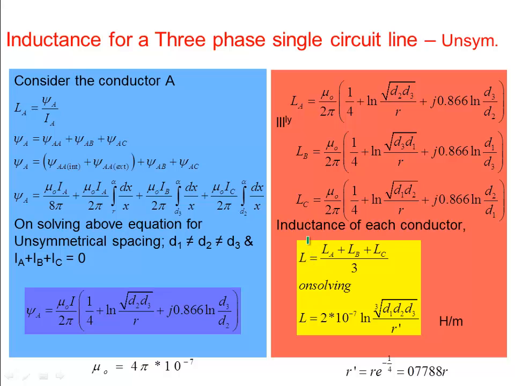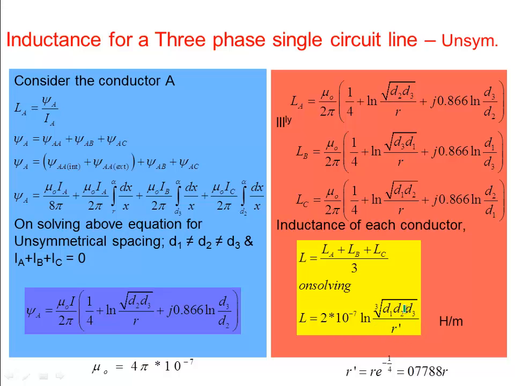The net inductance of each conductor LA equals LA1 plus LA2 plus LA3 by 3, that means we are taking the average. On solving these three equations completely, we will simply get for conductor A, it is equal to 2 into 10 to the power minus 7 ln cube root of d1 d2 d3 by r dash.